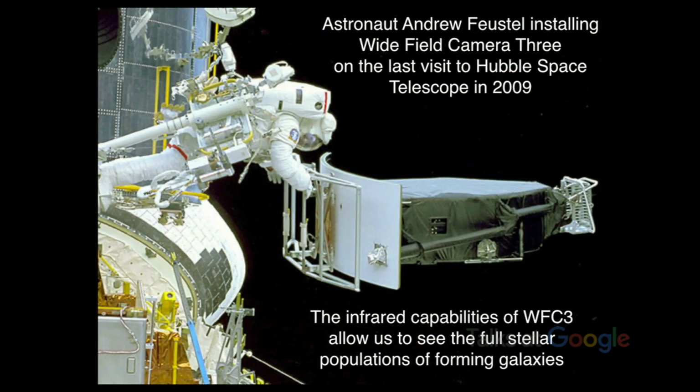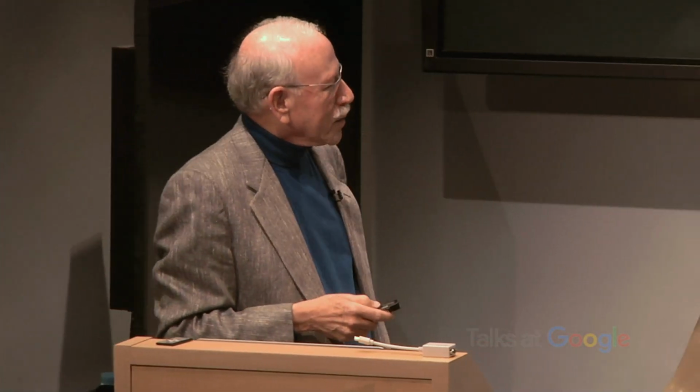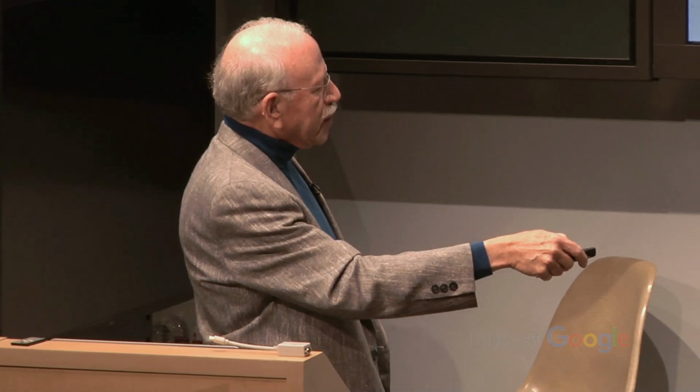Now I want to move on to understanding something about how the large-scale structure of the universe relates to star formation in individual galaxies. This is an astronaut installing this amazing instrument in Hubble Space Telescope. They took out an old instrument that wasn't working so well, Wide Field Camera 2, and they replaced it with Wide Field Camera 3, which for the first time gave us these huge Hubble images, sharp from edge to edge, in the infrared.